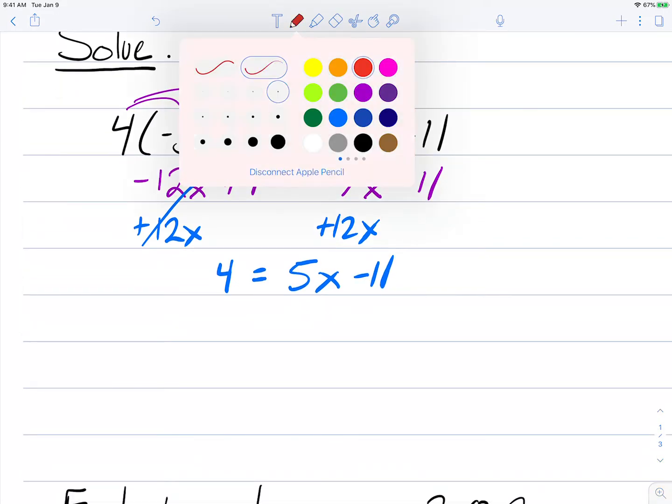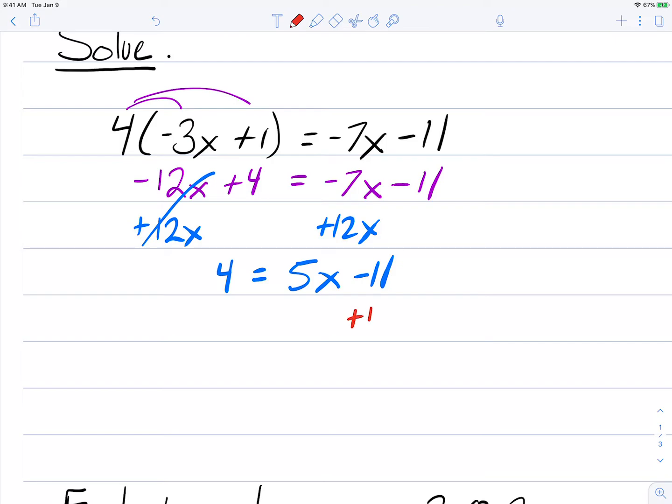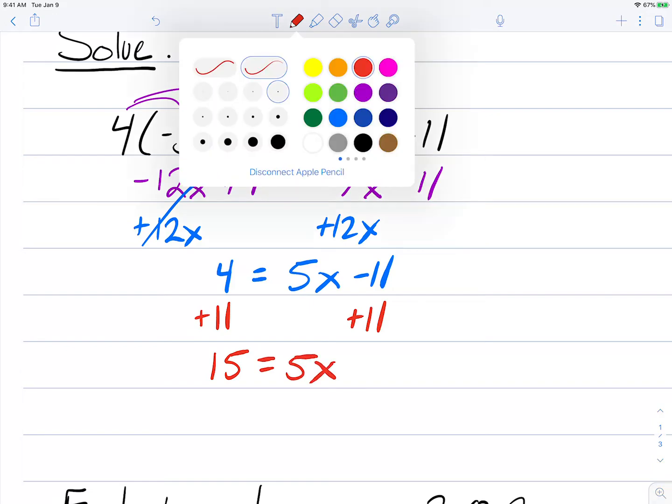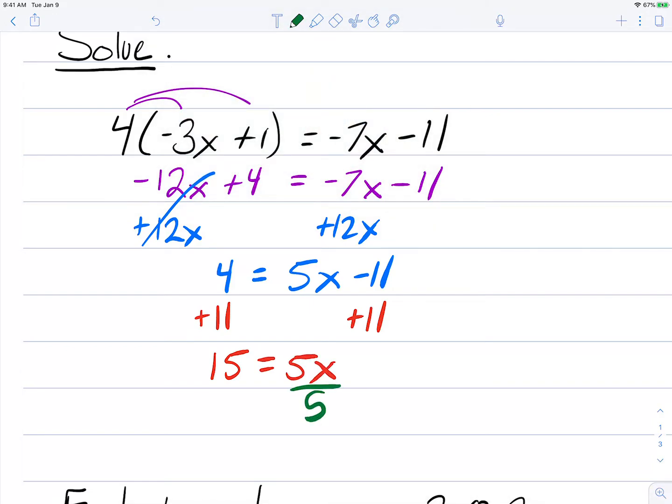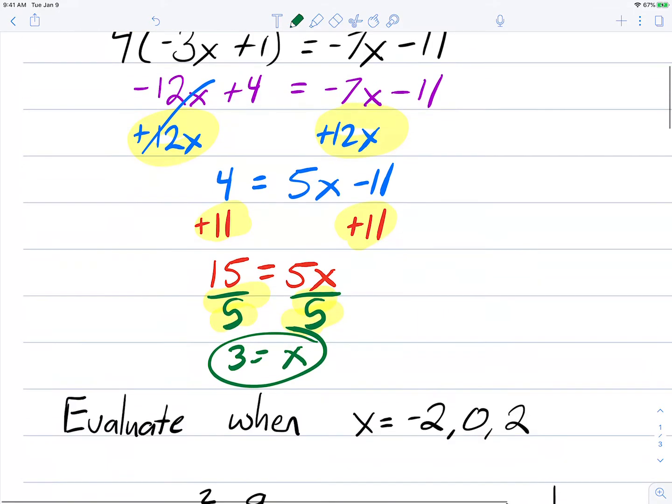Then I need to get my variable by itself. So I'm going to add the 11 to remove that constant. I'll get 15 equals 5x. And to finish, I'm going to divide both sides by 5. And I get x equals 3. So I've shown all of my work, I've shown all of my steps, I have my distributing, I showed the adding to both sides, or the dividing both sides, or the subtracting or the dividing, what have you. So make sure you show all of your work.